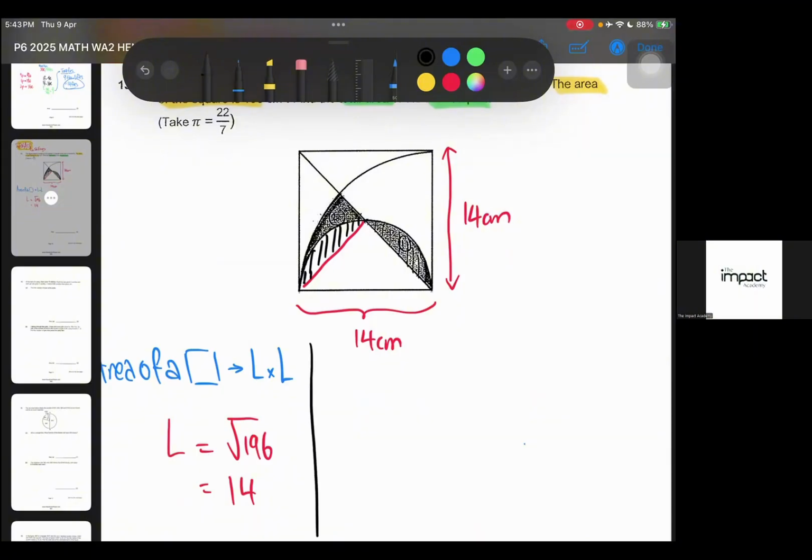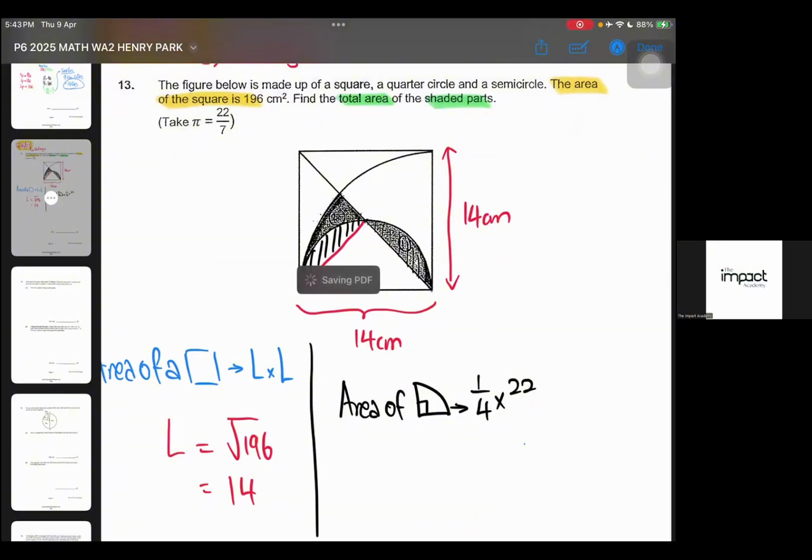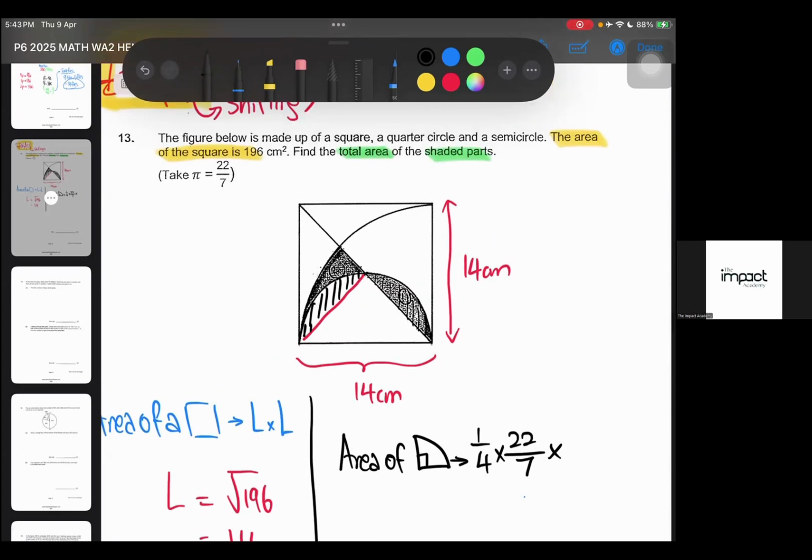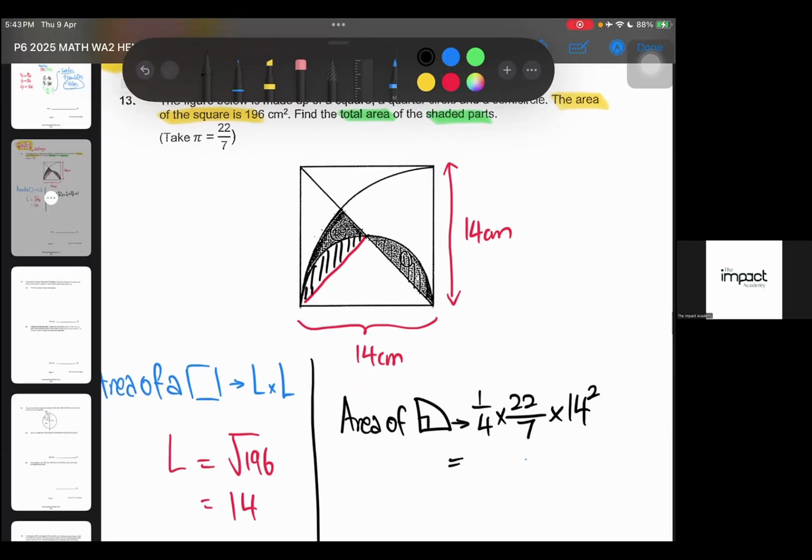Now I need to go and find the area. Maybe I can find my area of the quadrant first. You get some method marks. Then along the way you might be able to get a light bulb moment. You understand? So area of quadrant in this situation is 1/4 times 22 over 7 times, what's my radius? 14. Very good. Times 14 to the power of 2. So we go 1/4 times 22 over 7 times 14 to the power of 2. We get an answer of 154.